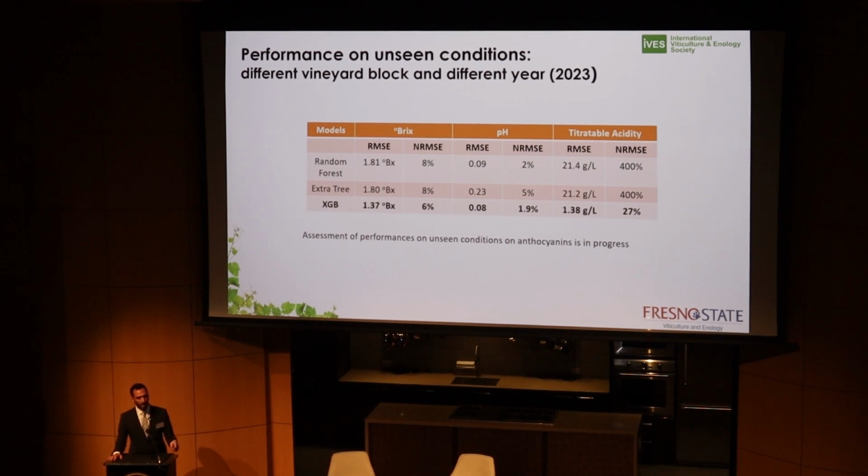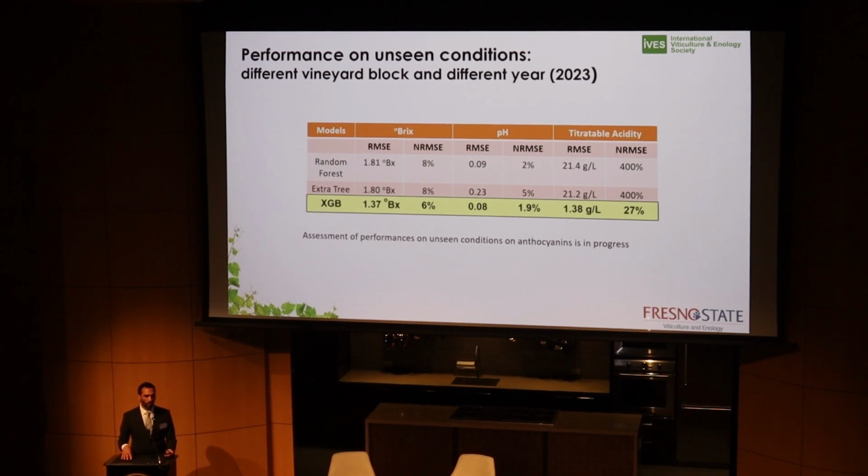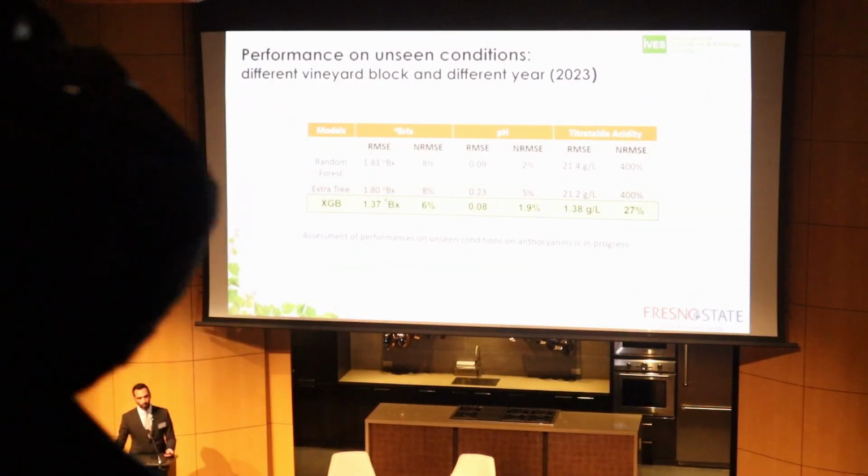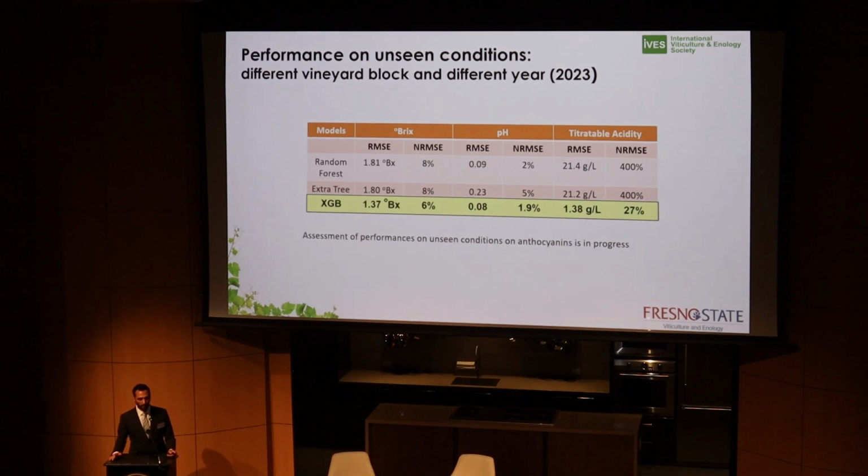But we maintain an error which is roughly 6% on the Brix, 1.9% on the pH, and a larger error on the titratable acidity because 2023 was very different from 2022. And unfortunately, the data that we collected in 2022 were outside the range of the population that we measured in 2023. So how do we solve that problem?